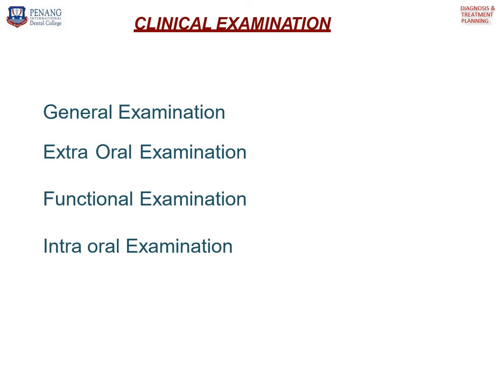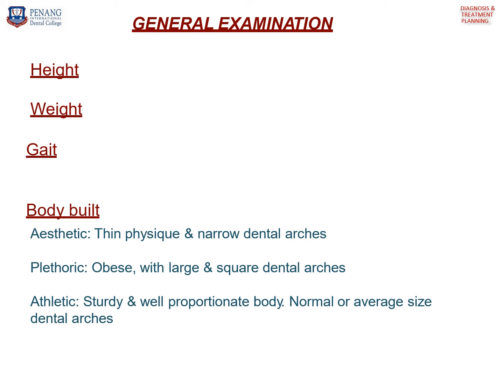Moving on to your clinical examination. Under clinical examination, you have general, extraoral, functional, and intraoral. Under general examination, you have to write height, weight, and gait. I hope you all know how to take the height, weight, and gait. Now, coming to body build, there are three types: asthenic, plethoric, and athletic.